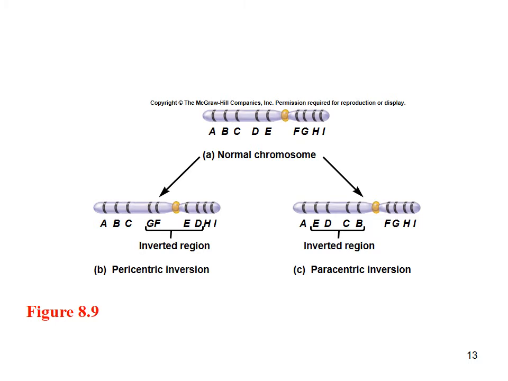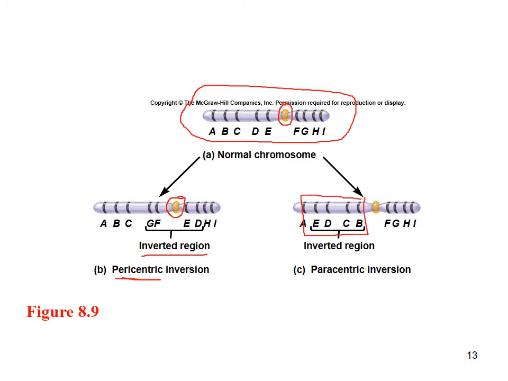Alrighty, so here is our wild type chromosome on top, and here's our little centromere. What we see happening is that if the inverted region occurs and it involves the centromere, then we're going to call this a pericentric inversion. If the inverted region is occurring outside of the centromere, as you can see right here, and does not involve it at all, then we call it a paracentric inversion.